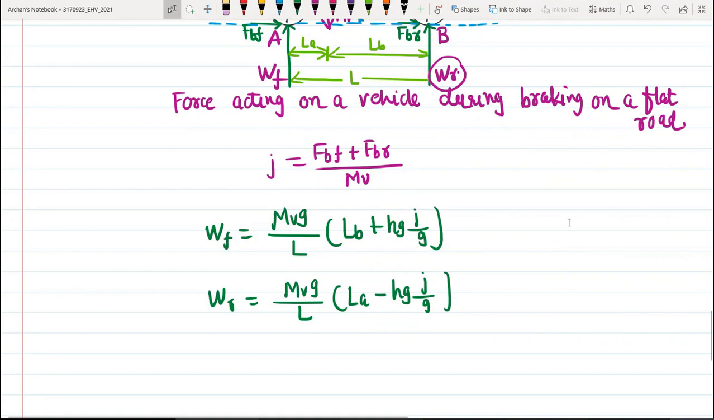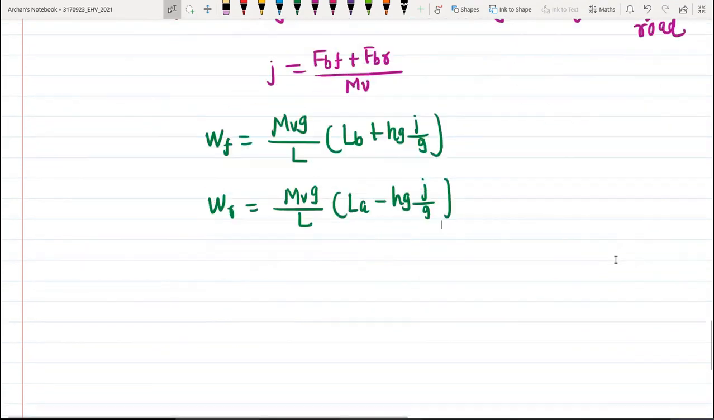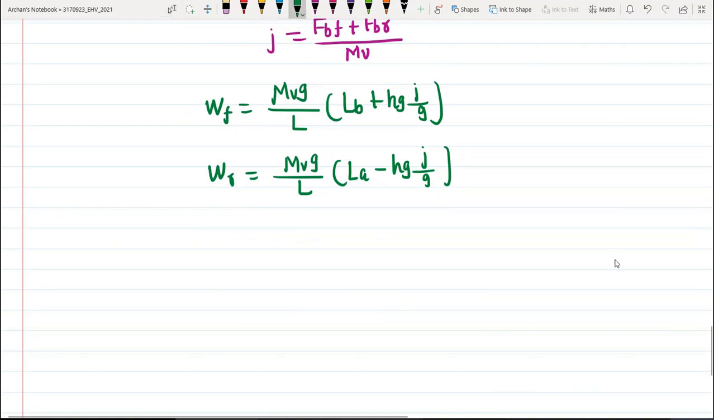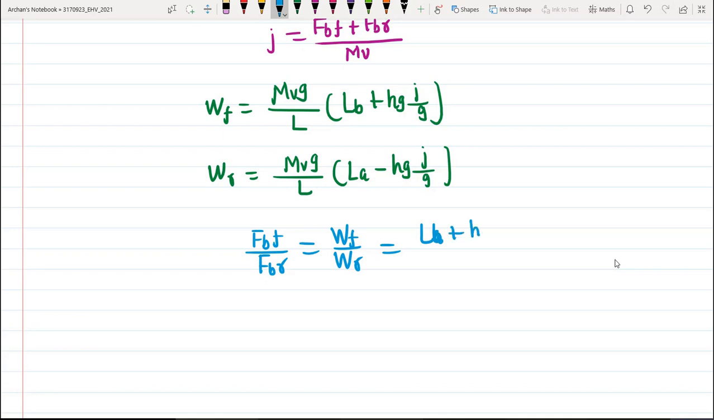So the braking force of the front and rear axle should be proportional to their normal load. Okay, and hence we will obtain fbf upon fbr is equal to wf upon wr. Okay, so it will give you LB plus hg j by g upon LA minus hg j by g.